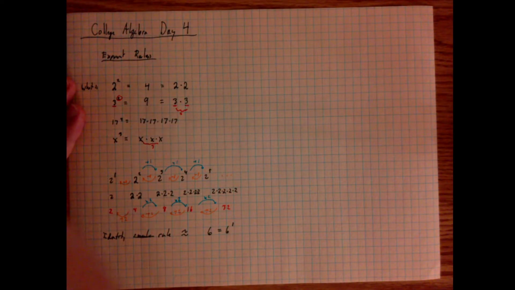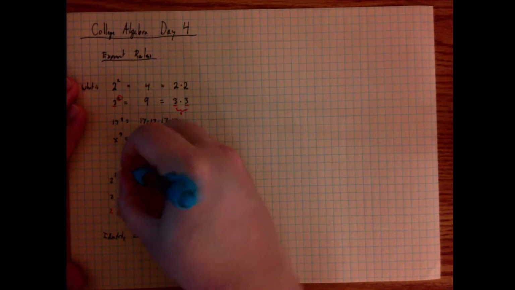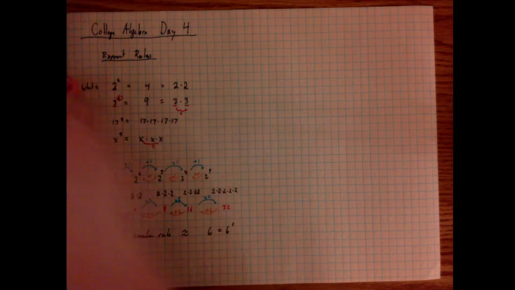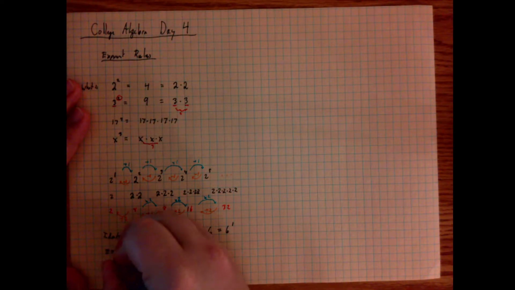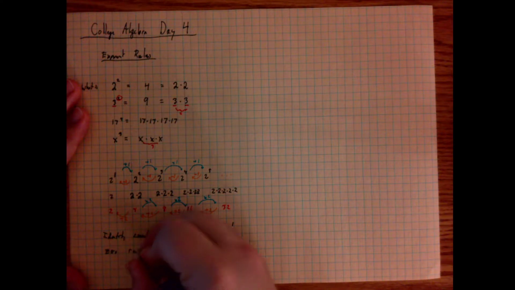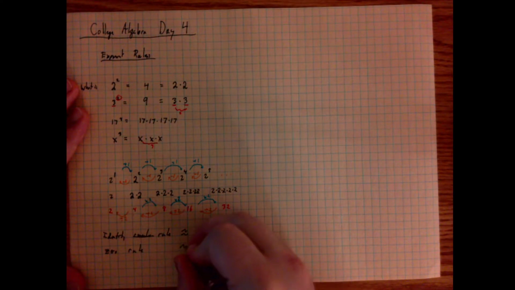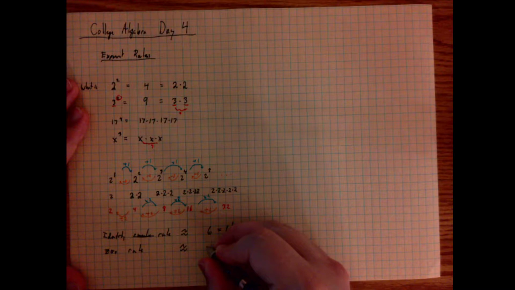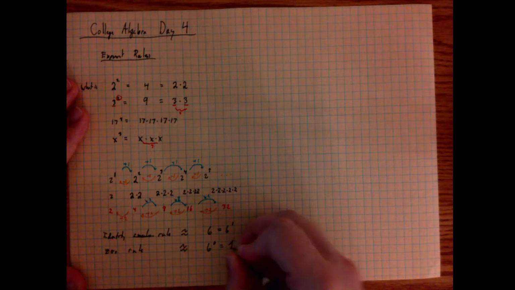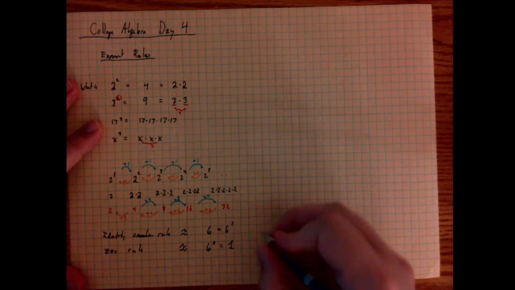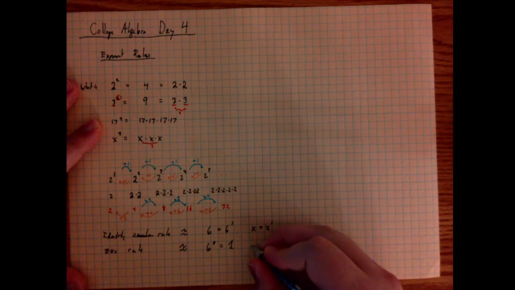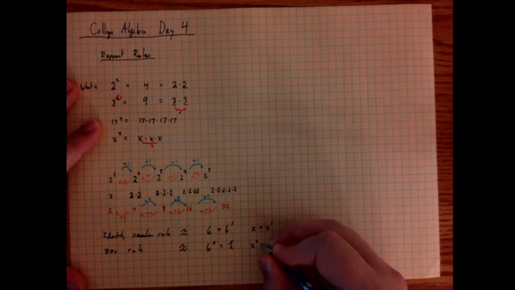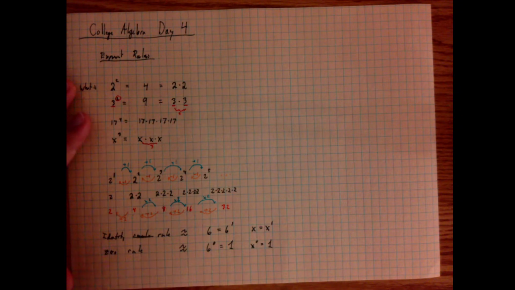However, this leads us to our next rule. What if I kept going? This is referred to as the 0 rule, or the 0 power rule. What it states is that if you have a power of 0, the answer is 1. And this works for variables as well. So if I have something like x to the 0 power, it is also 1.